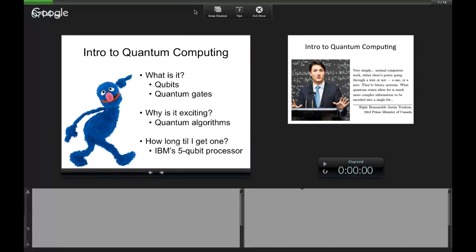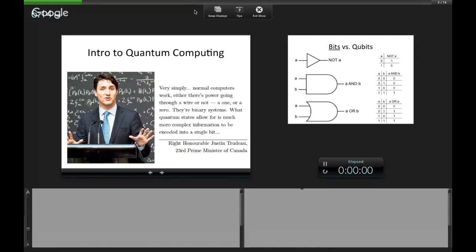Maybe some of you saw a clip from a year or two ago of our Prime Minister standing in front of a chalkboard at the Perimeter Institute in Waterloo talking about quantum computing. I'll read out this quote, and we'll address some of the things he says and talk about if he knows what he's talking about or not. He said, very simply, normal computers work well, either there's power going through a wire or not, a 1 or a 0. They're binary systems. What quantum states allow for is much more complex information to be encoded into a single bit.